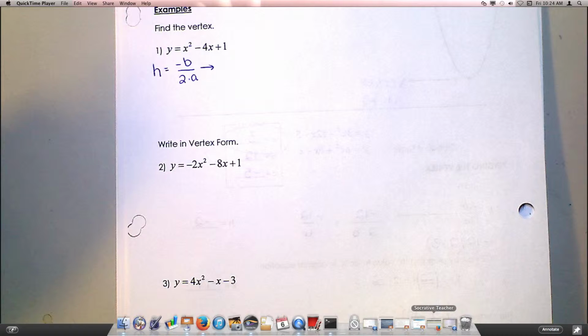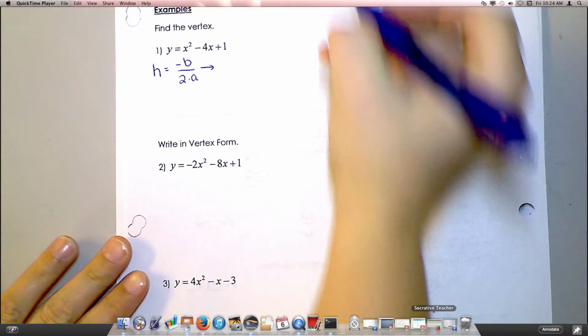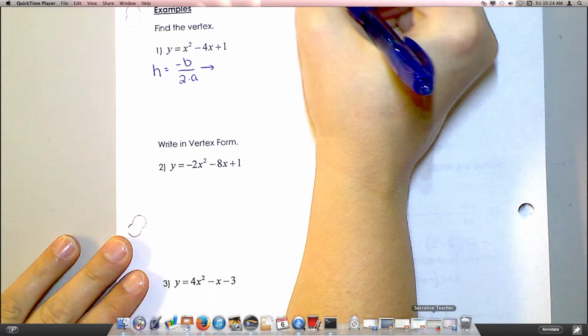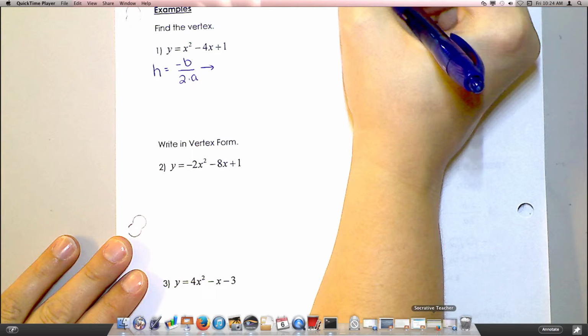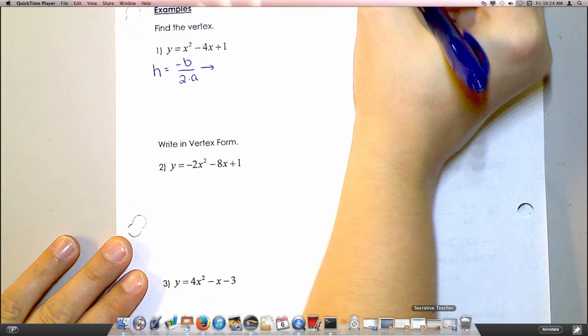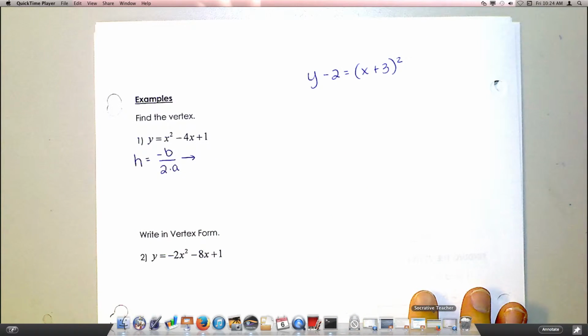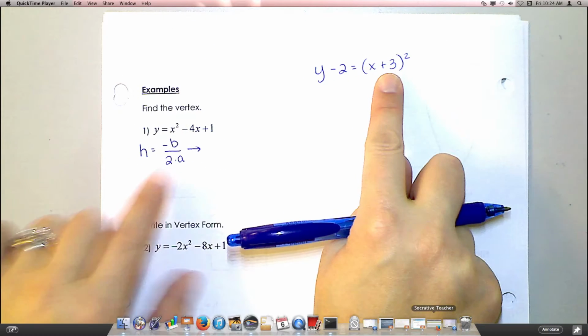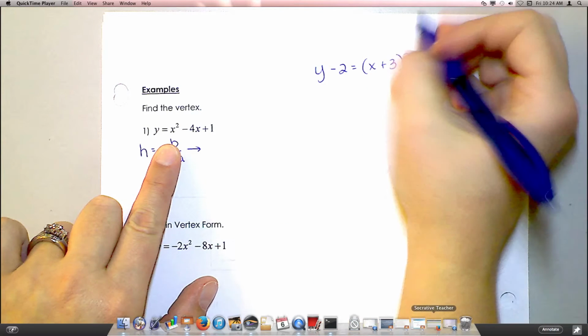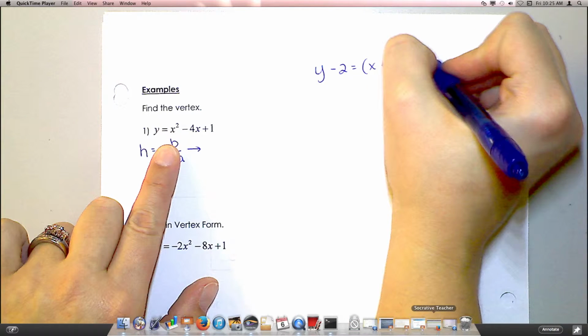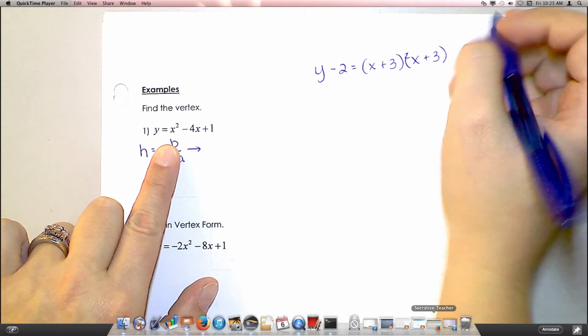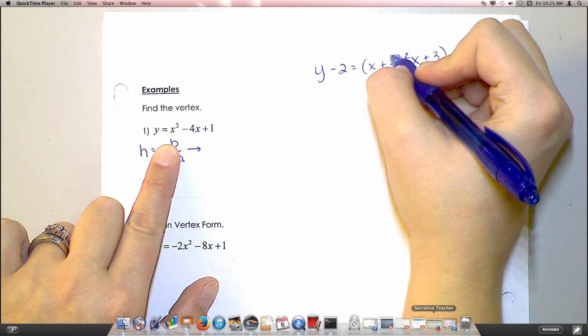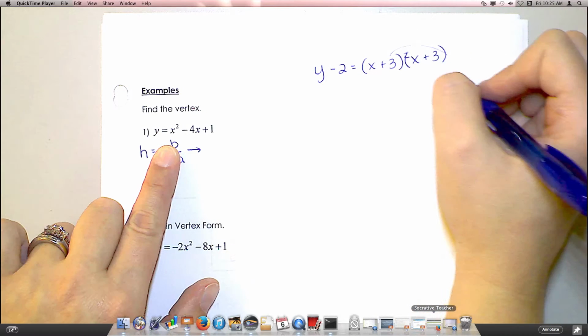You can't really just reverse, because if you think about that process we went through, like if I gave you something like that and asked you to get it into this form, remember you had to expand that x plus 3 and FOIL it, okay? And then you would end up with a 9 from the 3 times 3, and then you were adding the 2 to it.